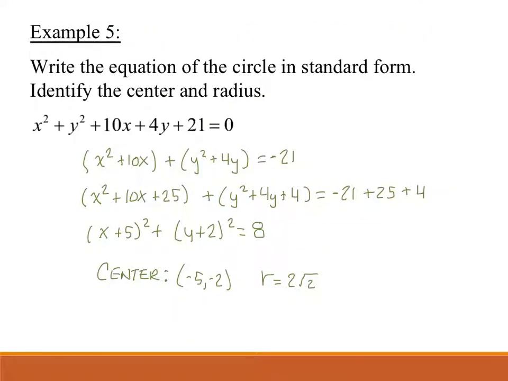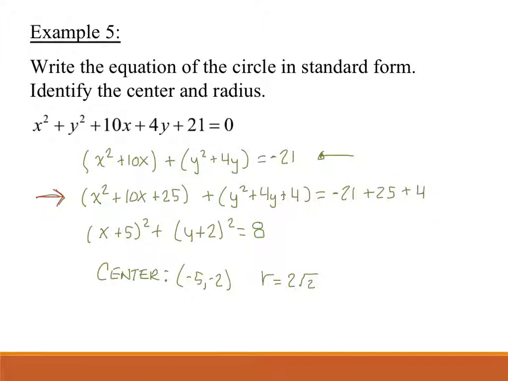Here's example 5. Write the equation of a circle in standard form. Identify the center and the radius. So again, we're going to group the x terms together. So x squared plus 10x in parentheses, y squared plus 4y together, and I'm going to move the 21 over to the other side of the equation. Now I'm going to complete the square. So here I'm going to complete the square here.